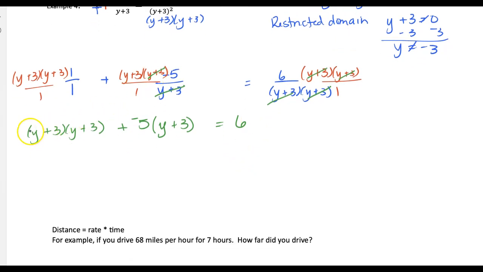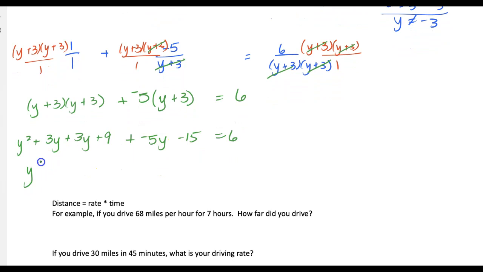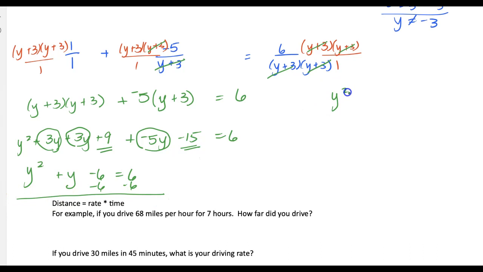I'm going to start to distribute. In the first multiplication, we have y squared. Outer is a 3y, inner is another 3y, and last is a 9. Distribute the negative 5 to make negative 5y, and negative 15 equals 6. I'm going to start to get like terms together. So I'm going to put together the 3y and 3y to make 6y, and then a negative 5y would make a 1y. And then a 9 and a negative 15 would make a negative 6 equals 6. I'm going to move the 6 over to get our quadratic equal to 0, and I get y squared plus y minus 12 equals 0.